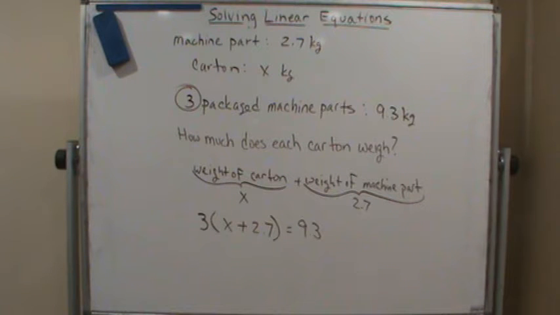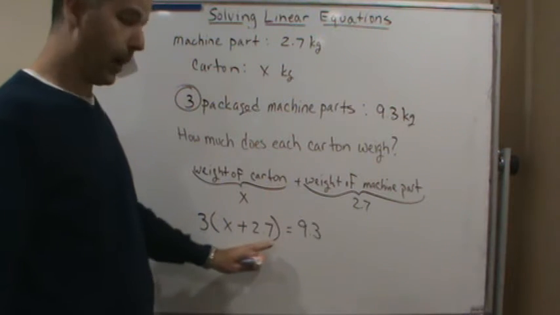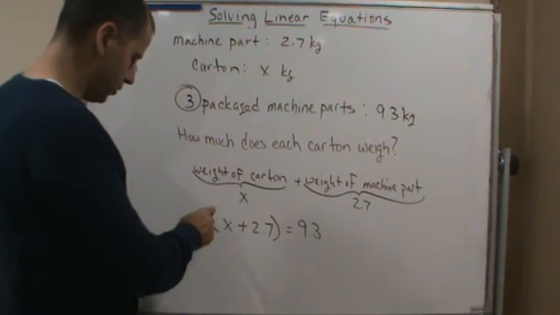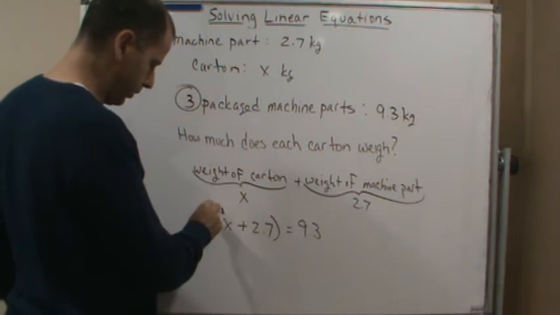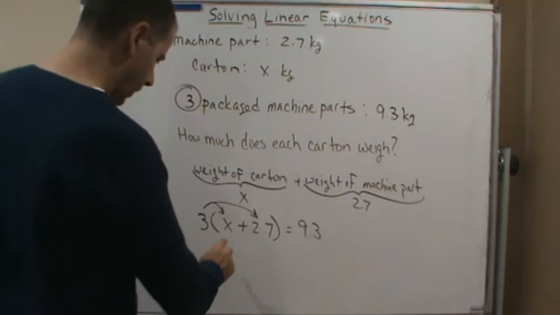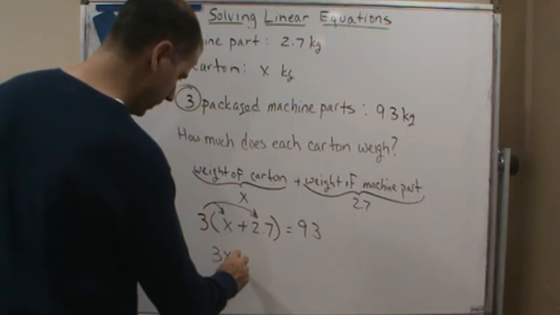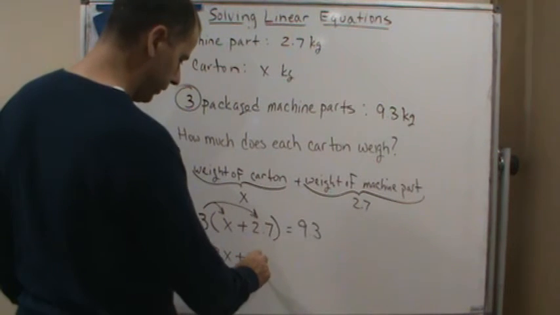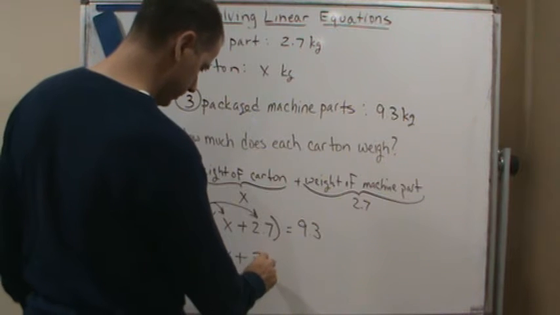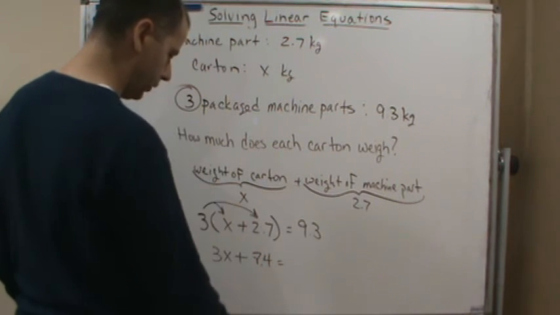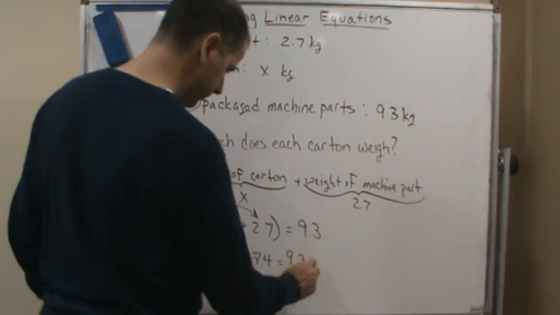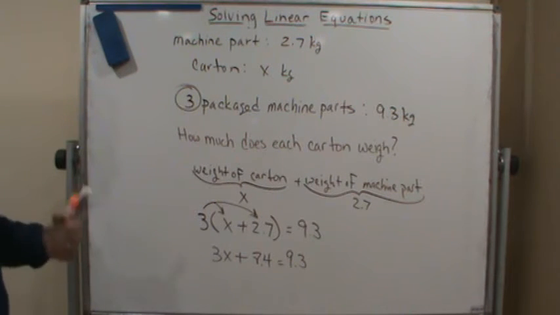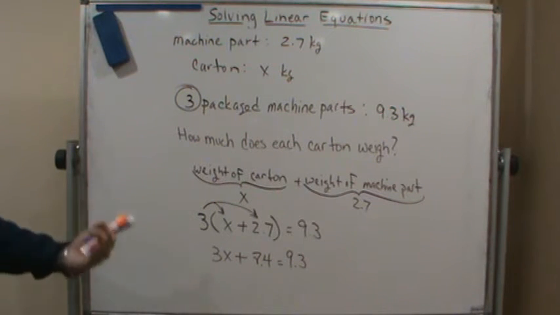Okay? And so now, all we have to do is use the distributive property to get rid of the parentheses. So I'm going to distribute the 3 to both terms. And so I get 3x plus, well, what do we get? We get 8.4 equals 9.3.